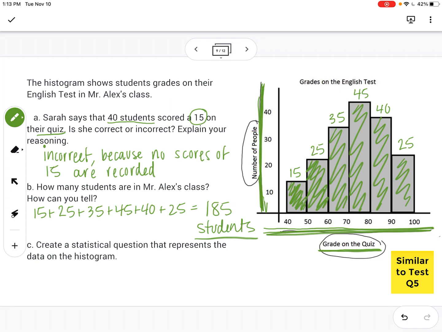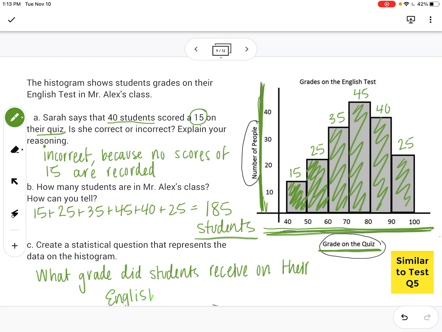So basically this whole histogram represents grades on a quiz and the number of people that got that grade. So we can say, what grade did students receive on their English test or quiz, whichever one it is? And if we ask students this, we would definitely be able to collect the data to create this histogram.